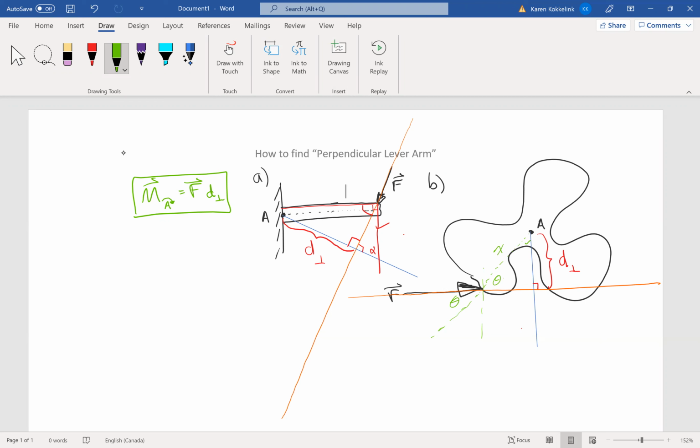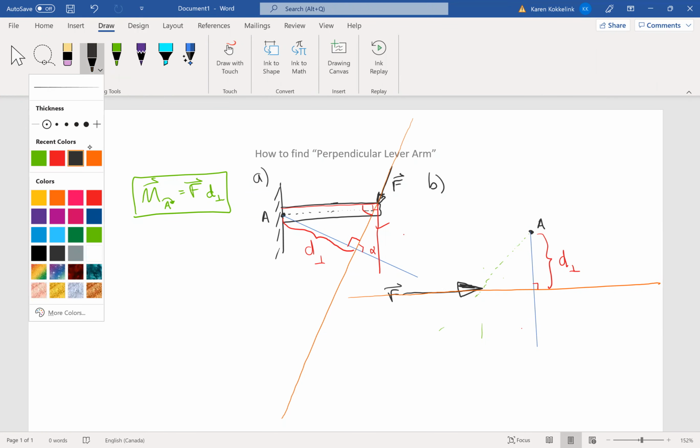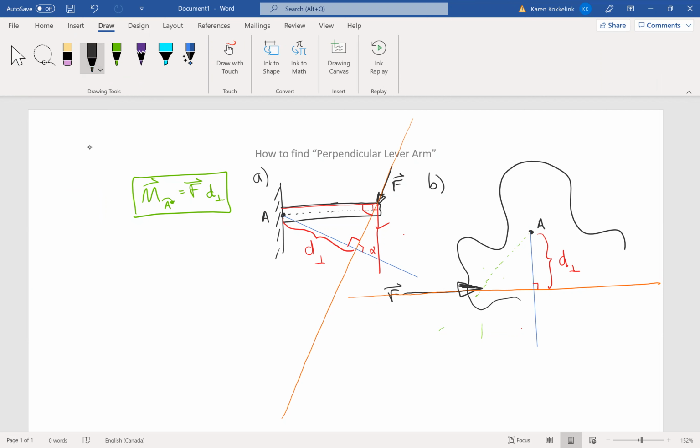We're just going to erase angles so that we know how to find that perpendicular distance. I have to put a new shape on here. There we go. All right.